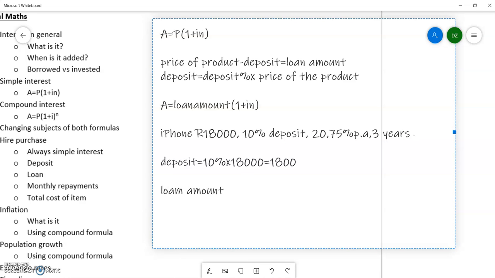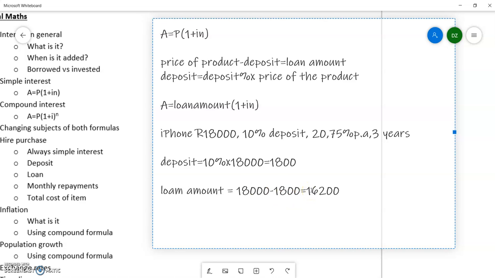So the loan amount will be my price of the product, which was 18,000, minus my deposit, which is 1,800. So the loan amount that I'm actually going to take, oh, I went and made it a lot bigger than it should have been. So 18,000 rand minus 1,800 should be 16,200.